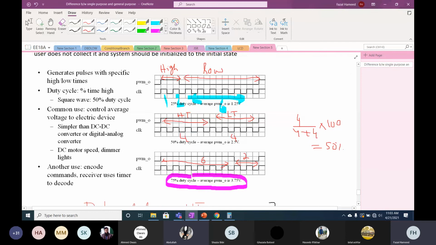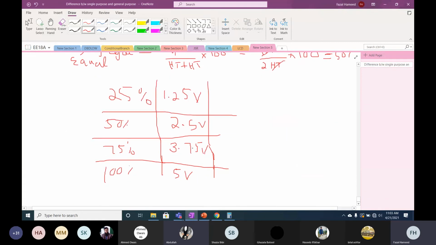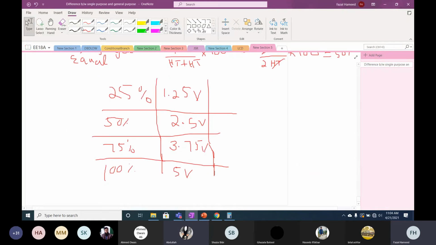So actually, no idea. Okay. Now let's assume that you are using a microcontroller. Can a microcontroller operate on different voltages or does it operate on a single voltage?